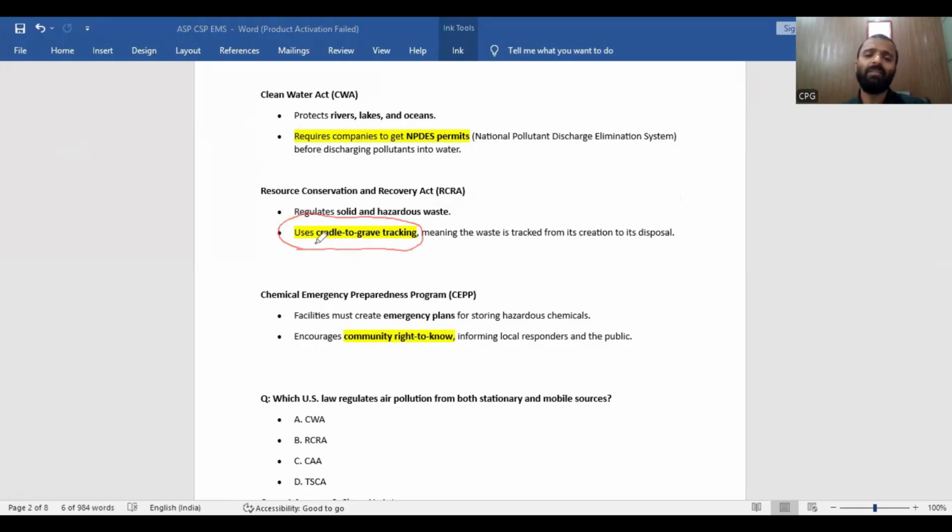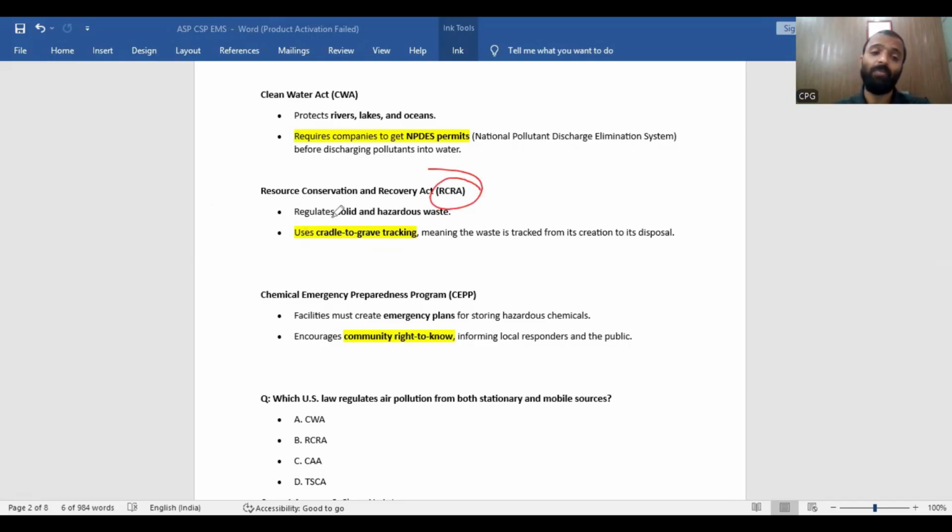Cradle to grave tracking. Cradle means what? It is where the small kids are sleeping. And grave means it is after the death. So cradle to grave concept, this is very important. They have asked, where do you relate to this cradle to grave concept?